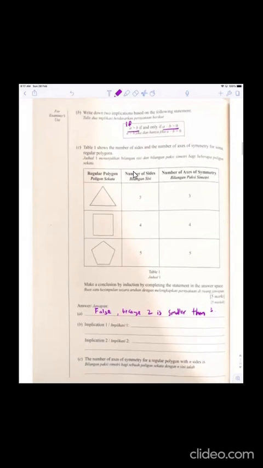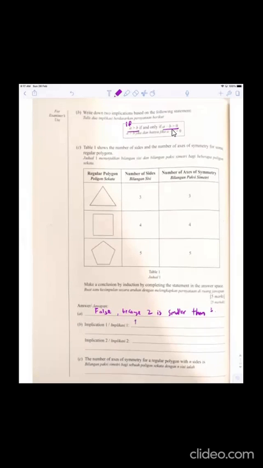Write down the two implications based on the following statement. So you have these two, A greater than B, A minus B greater than 0. So you separate. That means first you put if A greater than B, then A minus B greater than 0. Then implication 2, you put if A minus B greater than 0, then A greater than B.